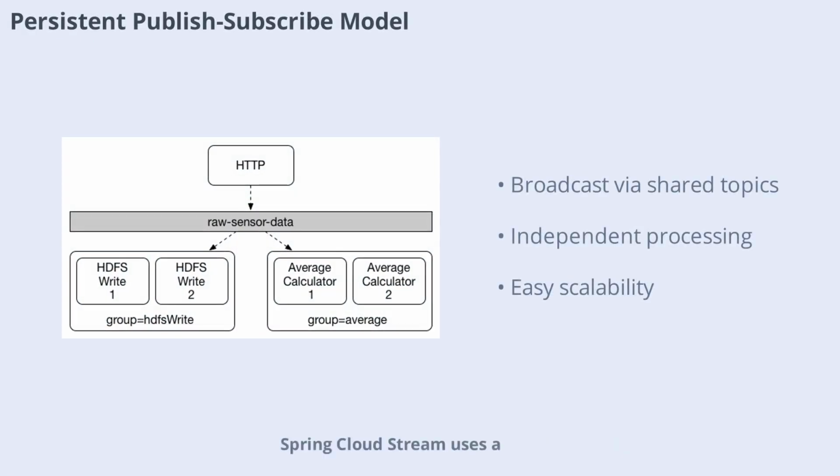Spring Cloud Stream uses a persistent publish-subscribe model for inter-application communication. Data is broadcast through shared topics, allowing multiple applications to process the same data independently. This reduces complexity for both producers and consumers and enables new applications to be added without disrupting existing flows. The publish-subscribe model is central to building scalable, decoupled microservice architecture.